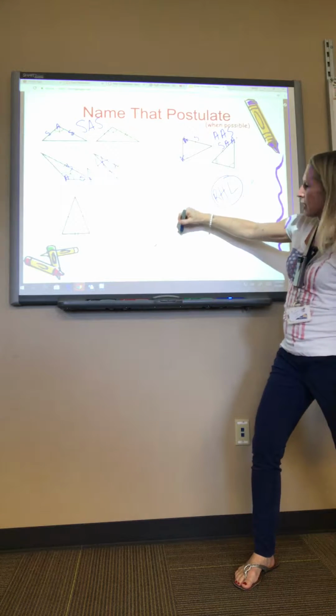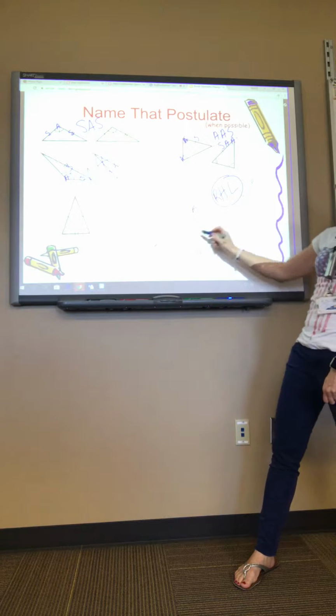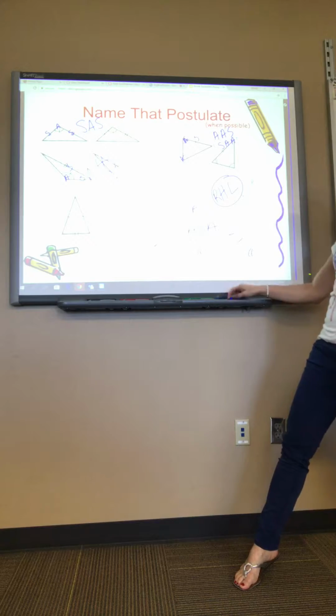It might be hard to see this. That's a hump, that's a slash, that's humps. What do you think? That's angle, side, angle. Angle, side, angle. Good. Hump, slash, two humps.